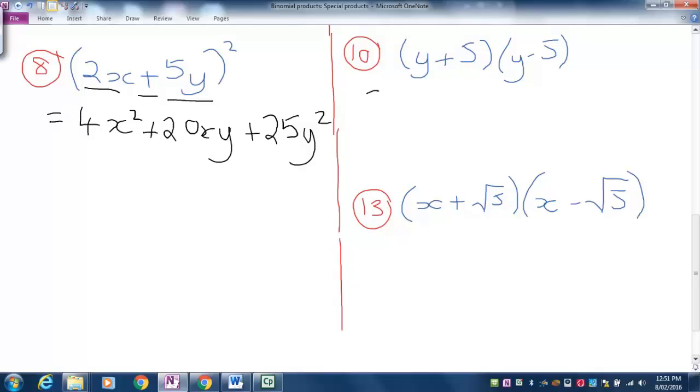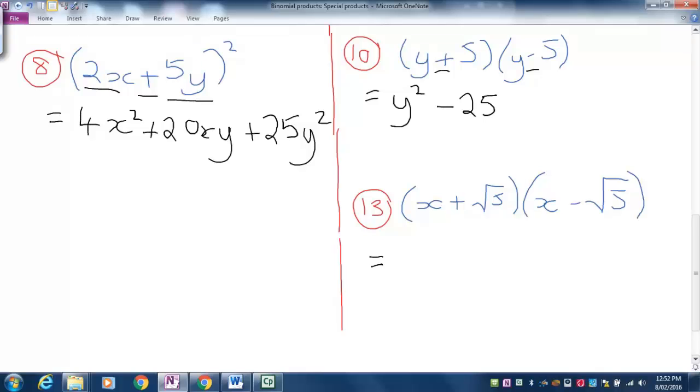Number 10, hopefully we recognise as being a difference of two squares. So I have the same terms in each bracket, but the difference is that one has a plus and one has a minus in between. If I have a problem of this type, I simply square the first term, and then I subtract the second term squared. So y squared is y squared, and 5 squared is 25, and it's always going to be a minus in the middle in the difference of two squares.